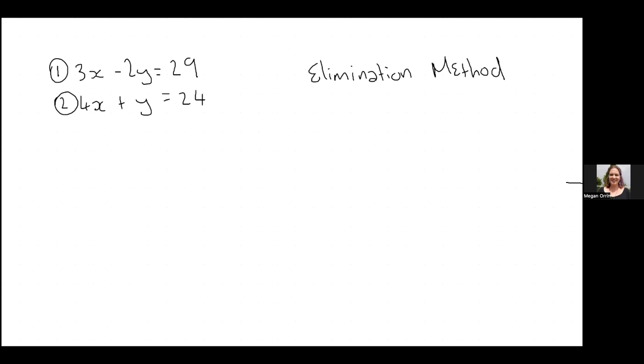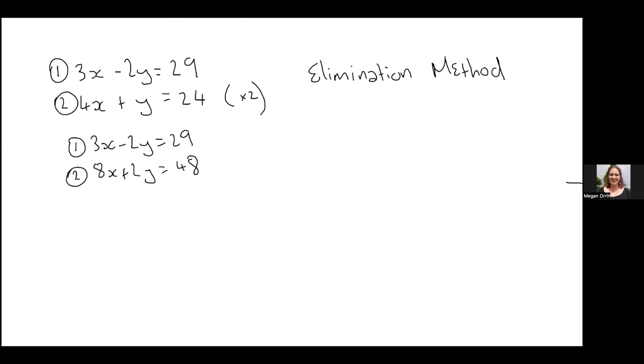The first one, I'm not going to change. I'm going to leave the first one as it is: 3x minus 2y equals 29. But what I'm going to do to the second equation is double the whole thing, because that's going to give me 2y. And then my y's match. So now I have 8x, this is my new equation 2, plus 2y equals 48. I've doubled the whole thing. You can't just double bits of it. You've got to keep the whole thing in proportion.